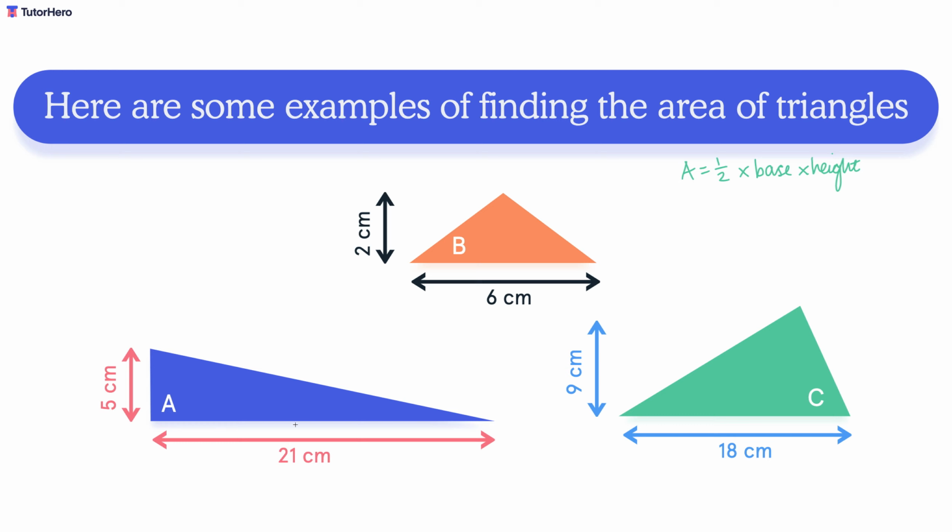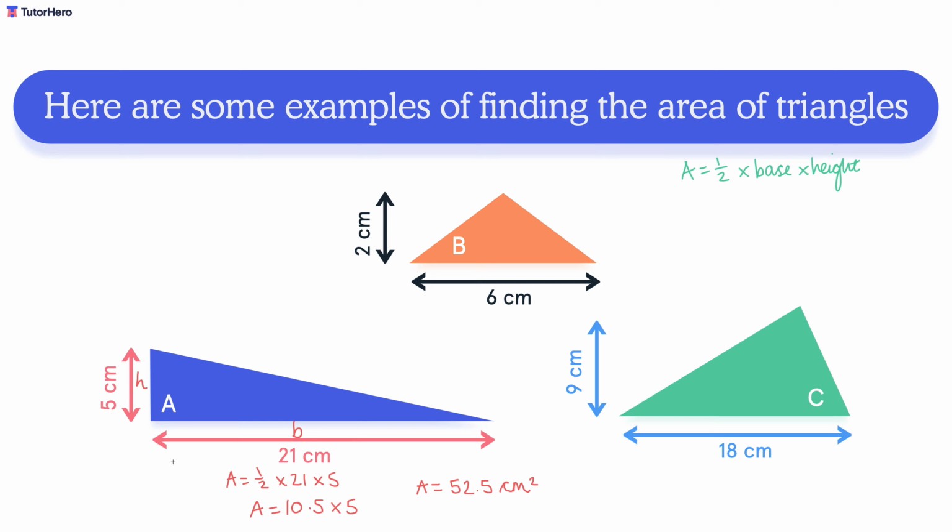So for triangle A, the base is 21 centimetres and the height is 5 centimetres. So A equals half times 21 times 5. So A equals half of 21, which is a tricky one. So that equals 10.5 times 5. 10.5 times 5 equals 52.5. And of course we're going to use our unit of measurement, which is centimetres squared. So the area of this triangle is 52.5 centimetres squared.